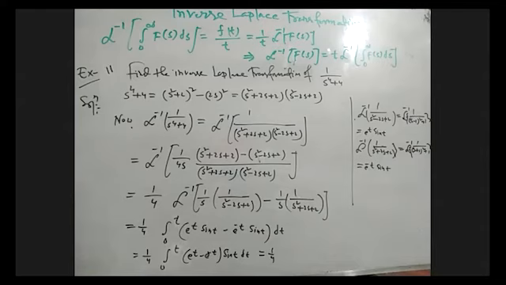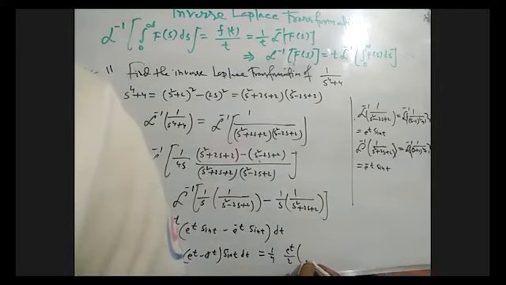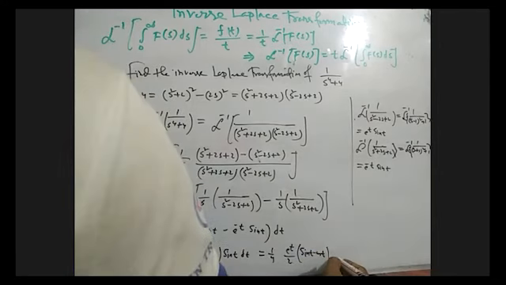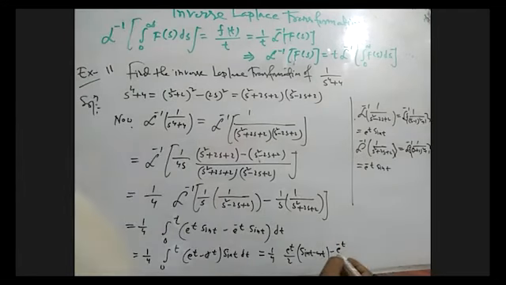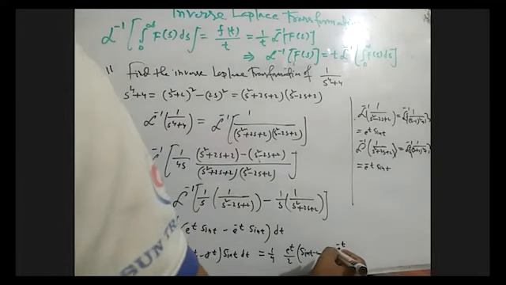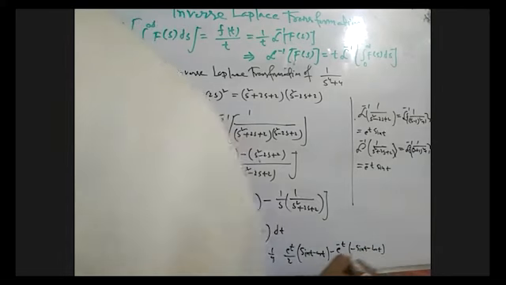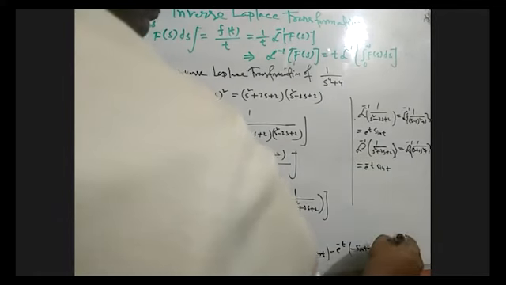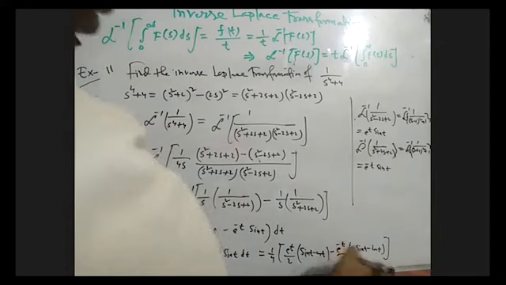e to the power t, sin t minus cos t, minus e to the power minus t, minus sin t minus cos t. So this will be the result. E to the power minus 2 divided by 2. This is the result.